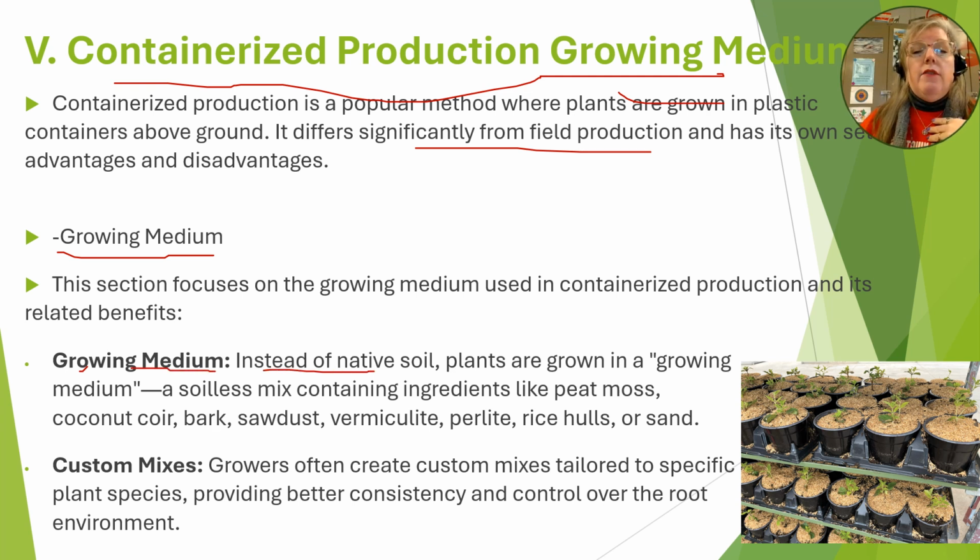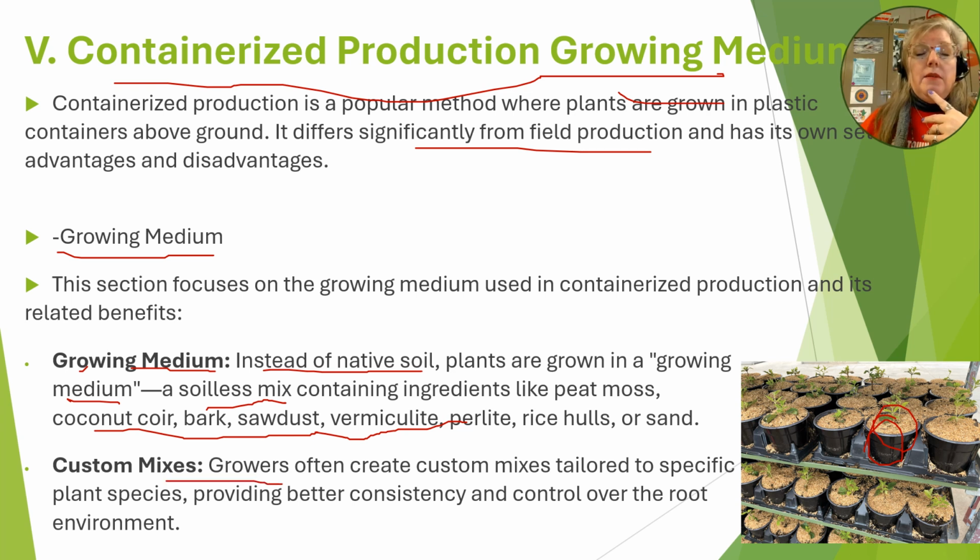So instead of native soil, you're not just using the dirt in the ground. The plants are grown in a growing medium. You remember we learned about that in Chapter 4? We talked about the different types of growing mediums. A soilless mix containing ingredients like peat moss or coconut coir, bark, sawdust, vermiculite, perlite. Remember learning about those? This is where you would use those in this container growing.